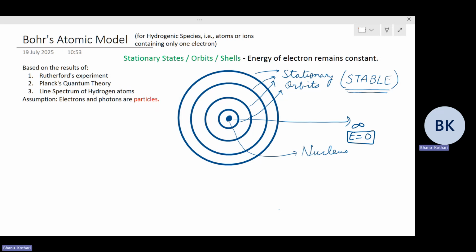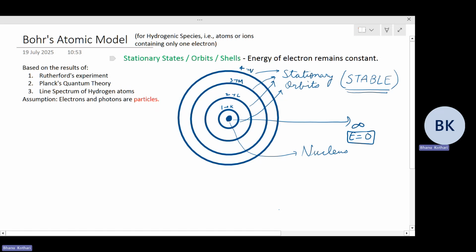So these orbits are represented by a number. Orbit number 1, 2, 3, 4, and so on. We can number these orbits, and they are named as K shell, this will be L, this will be M, this will be N. So K, L, M, N, O, P.